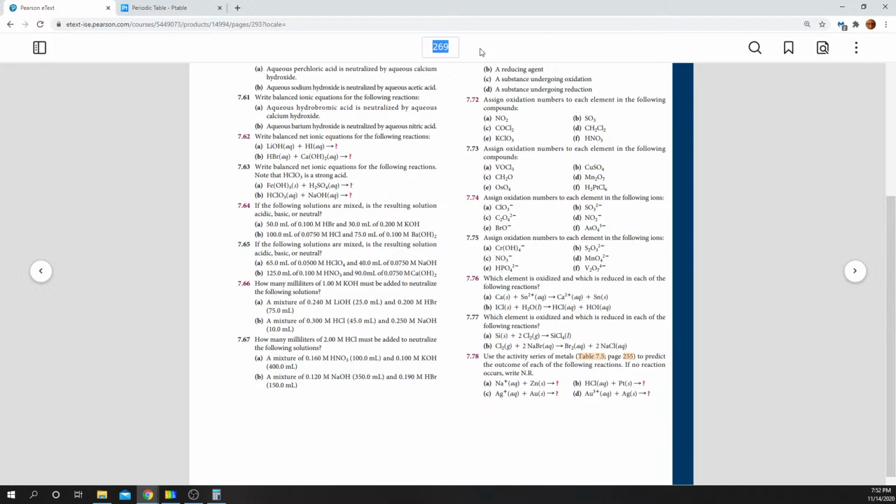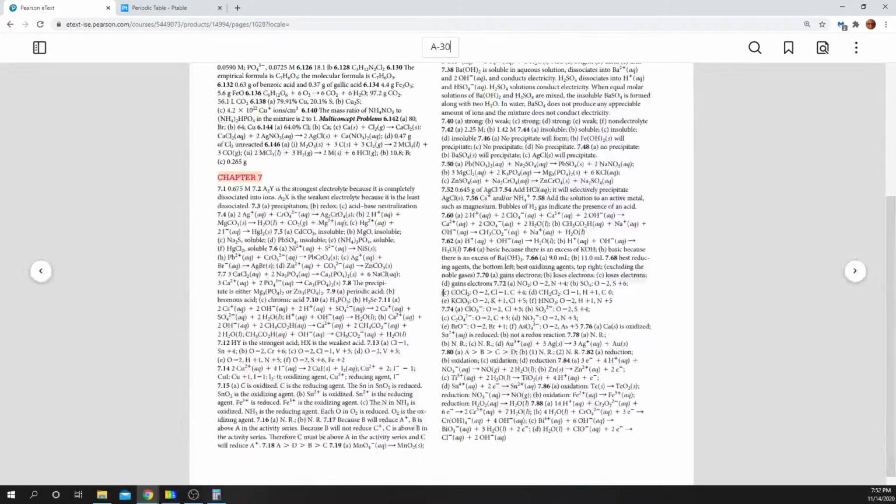Interesting. I'm going to check that one. For 76. It's not a redox reaction. Okay. I was overthinking it. I missed the obvious.